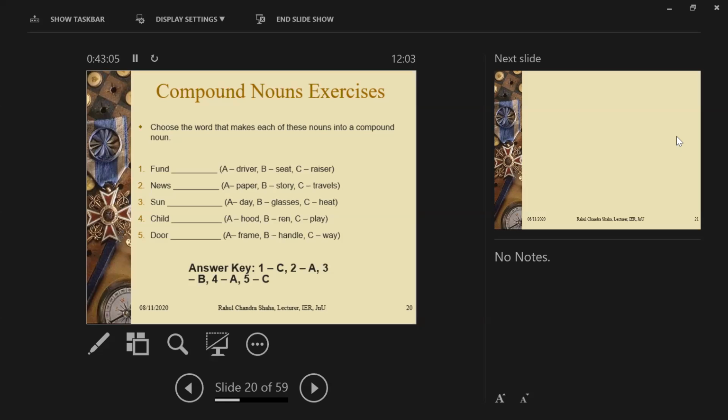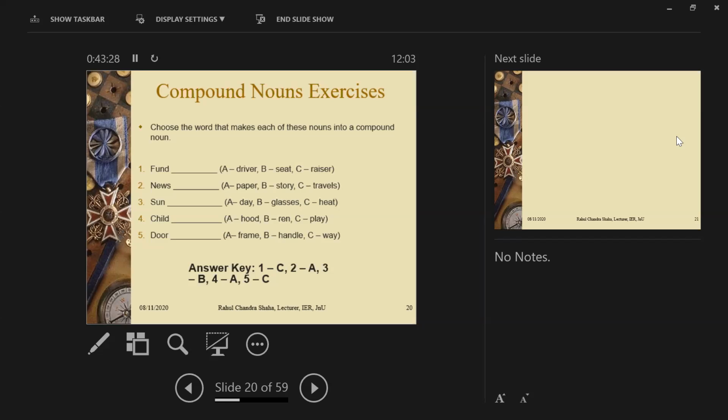And what about you? Yes, sir, I got GPA 3, and my mistakes were on Sunday and children. I said children, but it will be childhood. Okay, students, this is the short assessment regarding compound nouns or collocations.